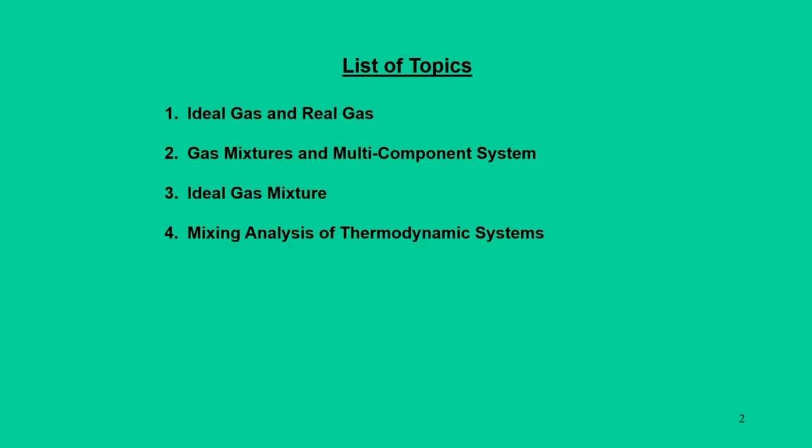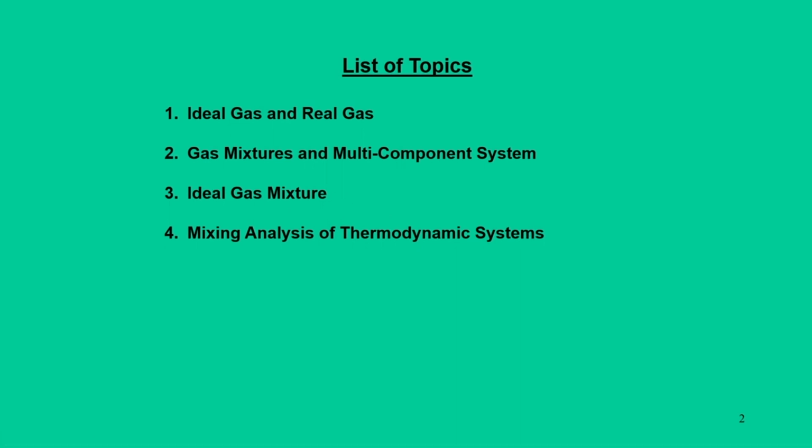Today we are going to start module 4, that is properties of gas mixture. In this module there will be 4 lectures that consist of the following. First one is ideal gas and real gas. Second one is gas mixtures and multi-component systems. Then we will focus only on ideal gas mixture, and in the last lecture we will be discussing the mixing analysis of thermodynamic systems, in particular for an ideal gas mixture.